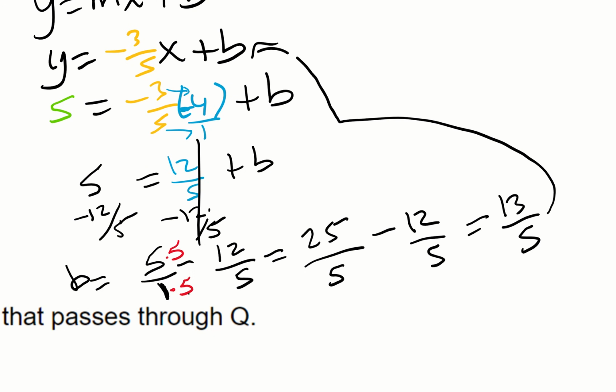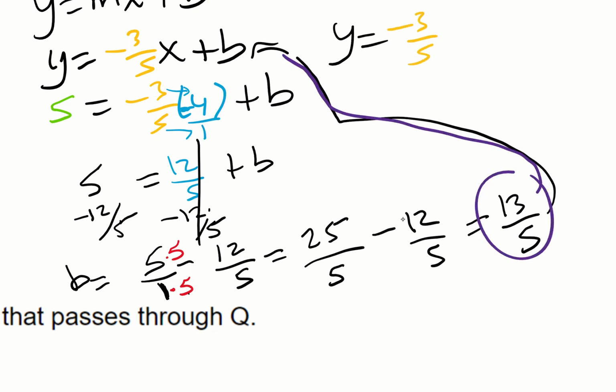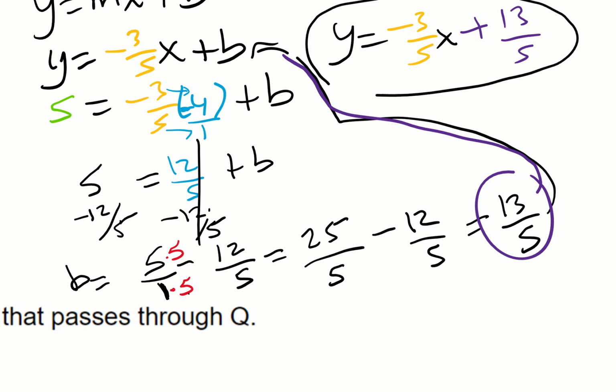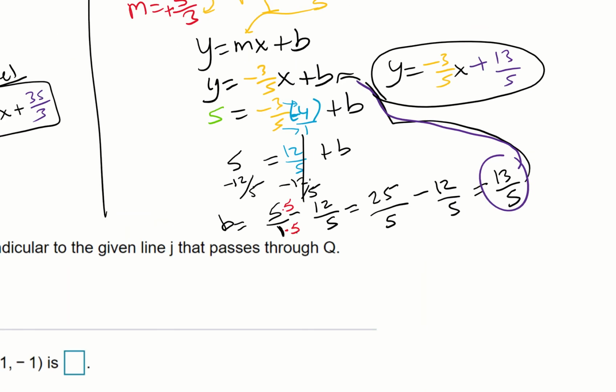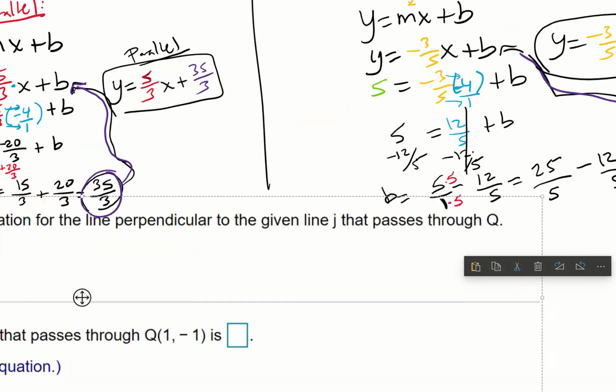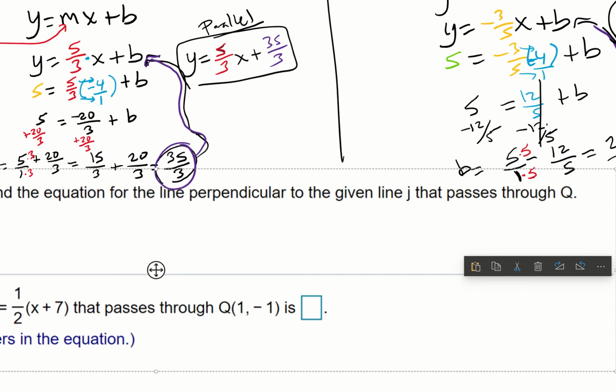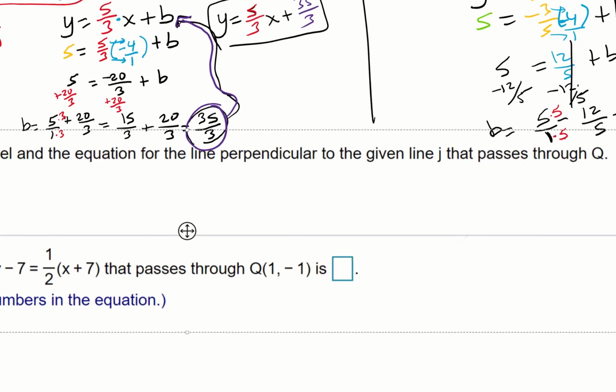So we got b. Plug that in there. Let's use that as a purple b. So we got negative 3 over 5 x plus 13 over 5. And so this is my equation of my perpendicular line. Again, it looks like a lot, but that's because I'm explaining everything. You should be able to do this pretty quickly if you do this with enough practice.